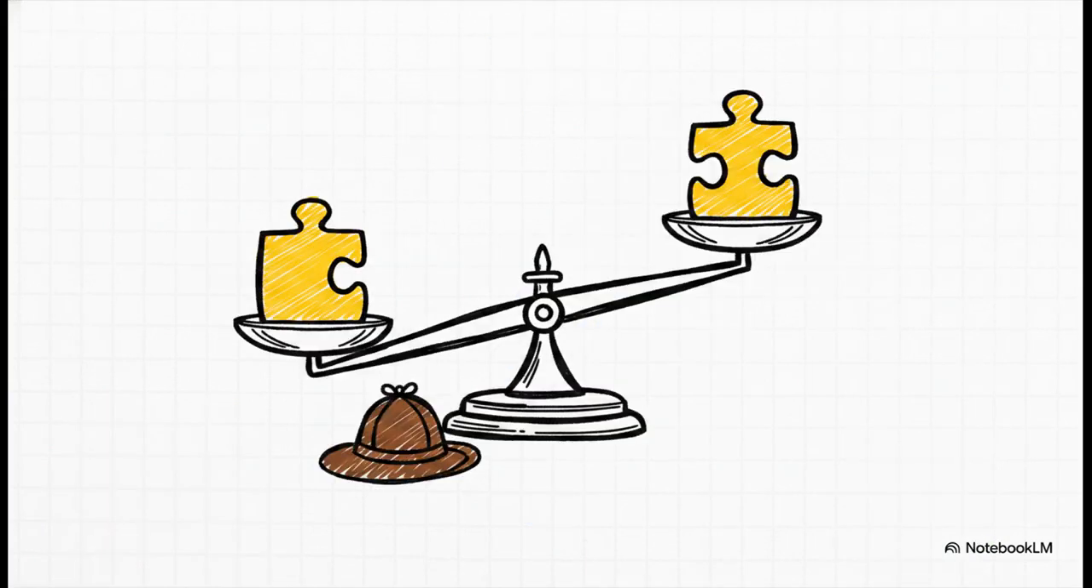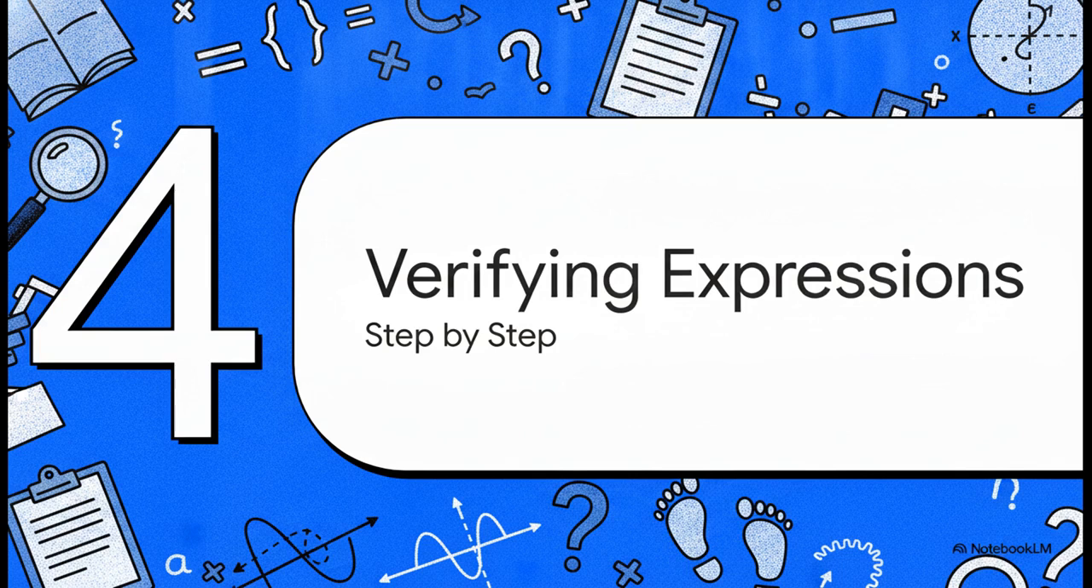If you said 5 over 12, you absolutely nailed it. By the cofunction identity we just uncovered, those two expressions are completely equivalent. If the sine of an angle is 5 over 12, the cosine of its complement is also exactly 5 over 12. I gotta say, your mathematical detective skills are getting really sharp. Let's keep this momentum going into section 4, verifying equivalent expressions, step by step.